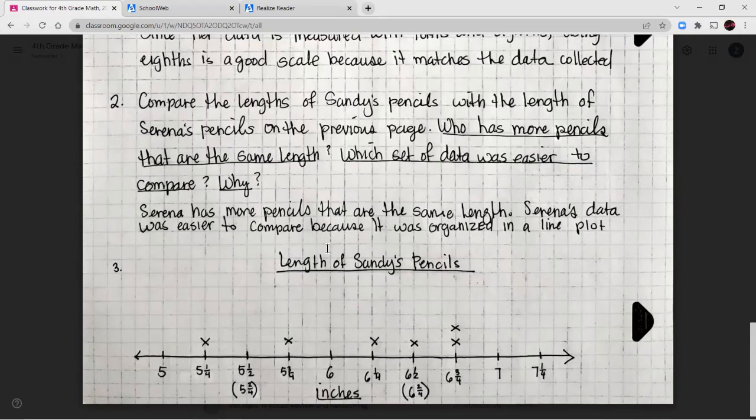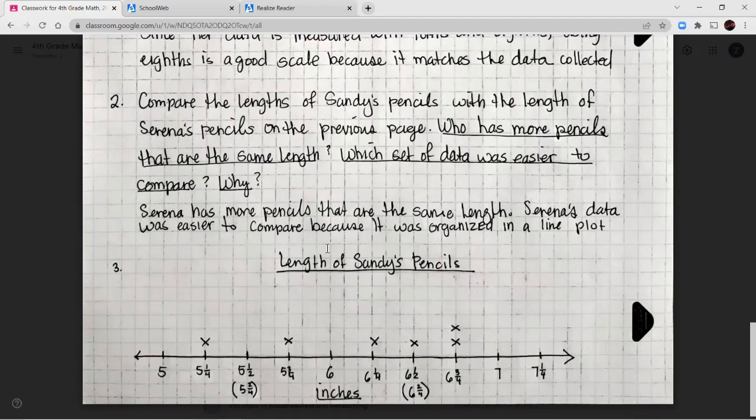For number 2, compare the lengths of Sandy's pencils with the length of Serena's pencils on the previous page. Who has more pencils that are the same length? And which set of data was easier to compare and why? So using your book on the previous page, Serena has more pencils that are the same length. Serena's data was easier to compare because it was organized in a line plot, while Sandy's was still in a data table where the numbers were still kind of mixed up.